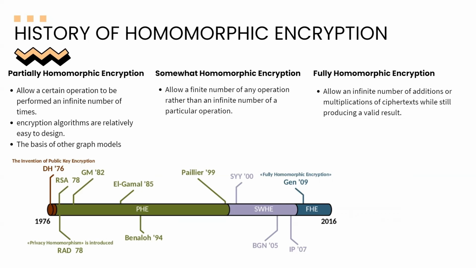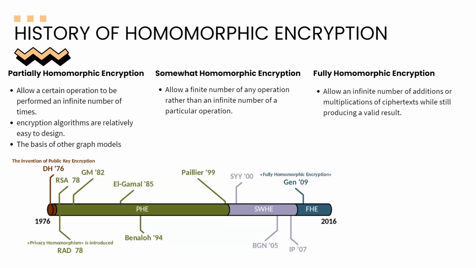Somewhat homomorphic encryption is a step up from partially. A somewhat homomorphic encryption algorithm allows a finite number of any operations. For example, a somewhat algorithm may be able to support any combination of up to 5 additions or multiplications. However, a sixth operation of either type would cause an invalid result.